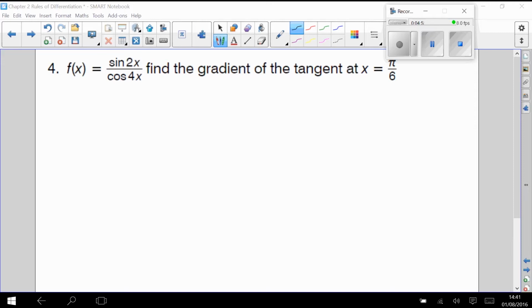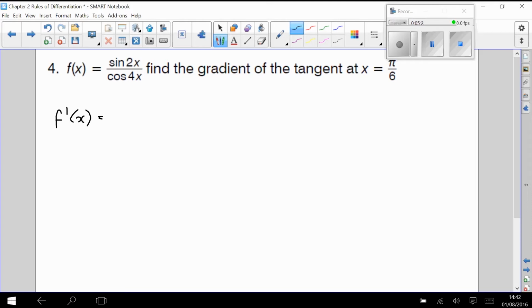And each of these functions is a composite function. So when I do the derivative of the numerator, I must remember to do the derivative of sine of x times by the derivative of 2x, and in the denominator, the derivative of cos of x times by the derivative of 4x. So let's start.